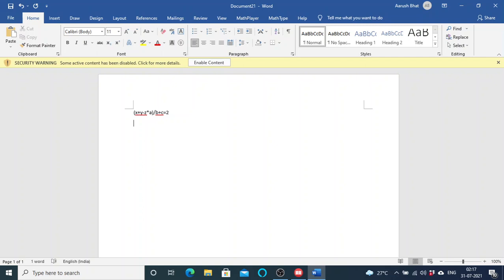This is not exactly clear. If someone's looking at your document, they don't know whether that b plus c is part of the denominator, whether that whole thing is the part of the denominator or just the b is the part of the denominator, right? I mean, it's not really clear.